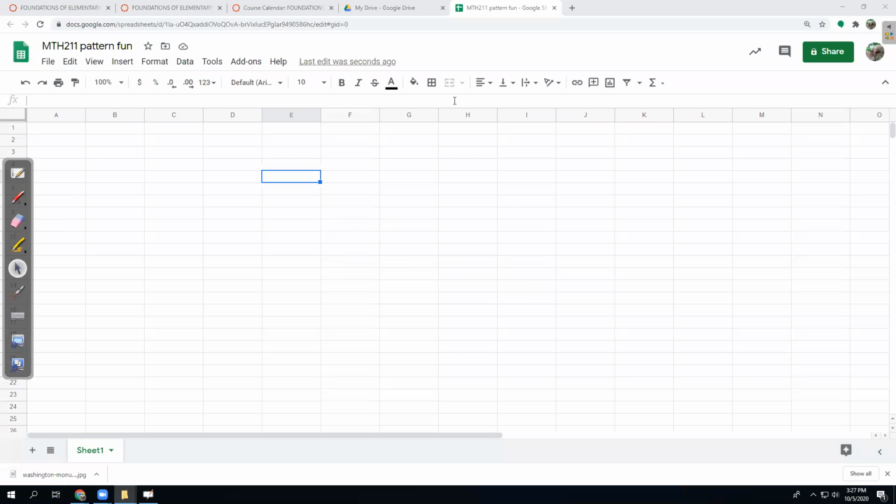Coding anyway, I should be all right. Okay, so patterns on a spreadsheet. I'm gonna make a couple of columns here. N is my counter, so I'll make a column for that.